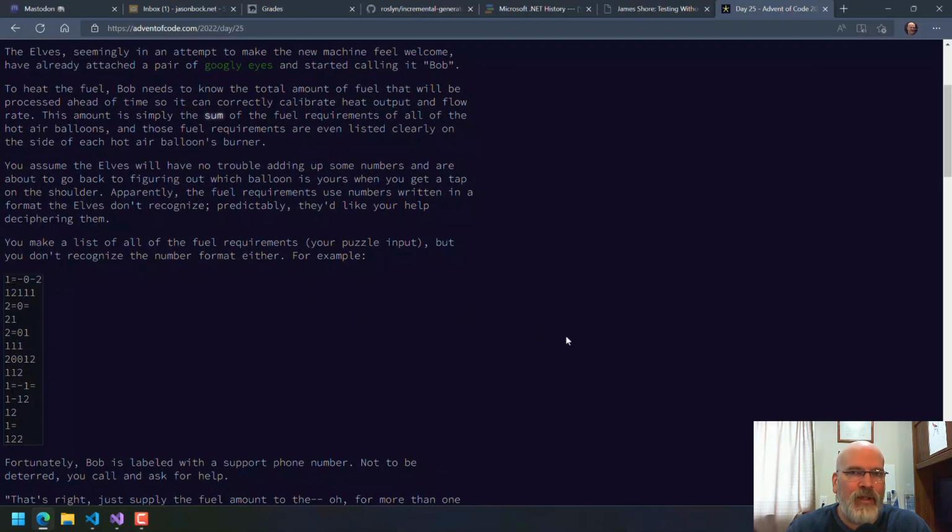You think of hexadecimal numbers: 0, 1, 2, 3, 4, 5, 6, 7, 8, 9, A is 10, B is 11, and so on. It's just a different way to represent a number in base 16. This is using base 5, except it's not 0, 1, 2, 3, 4. It's -2, -1, 0, 1, and 2, where the -2 is represented by an equals, 2 negatives. A -1 is represented by a dash, 1 negative.